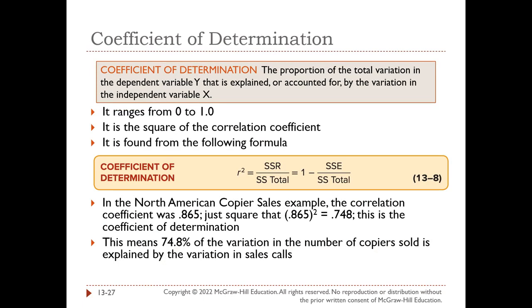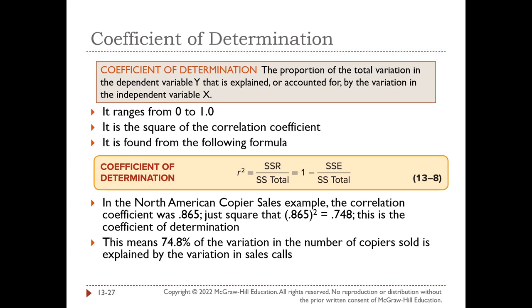So, next, the coefficient of determination. This is the proportion of the total variation in the dependent variable y that is explained or accounted for by the variation in the independent variable x. So basically it's another way to determine variation. It ranges from 0 to 1. It is the square of the correlation coefficient, so basically r squared.